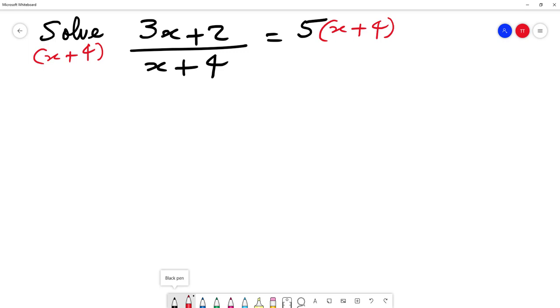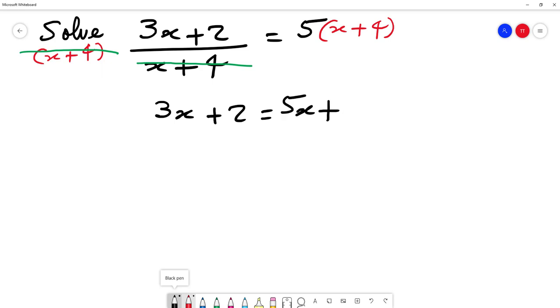So don't forget, both x plus 4s here will cancel out. So I'm going to cross them out in green. So what we end up with is 3x plus 2. And we don't forget here, we be careful to multiply the brackets out. So 5 times x is 5x plus 5 times 4 is 20. So we've got the unknown on both sides. So we look at both letters. So we've got 5x and 3x. And we say which is smaller. So 3x is smaller. So we minus 3x on both sides of the equation.